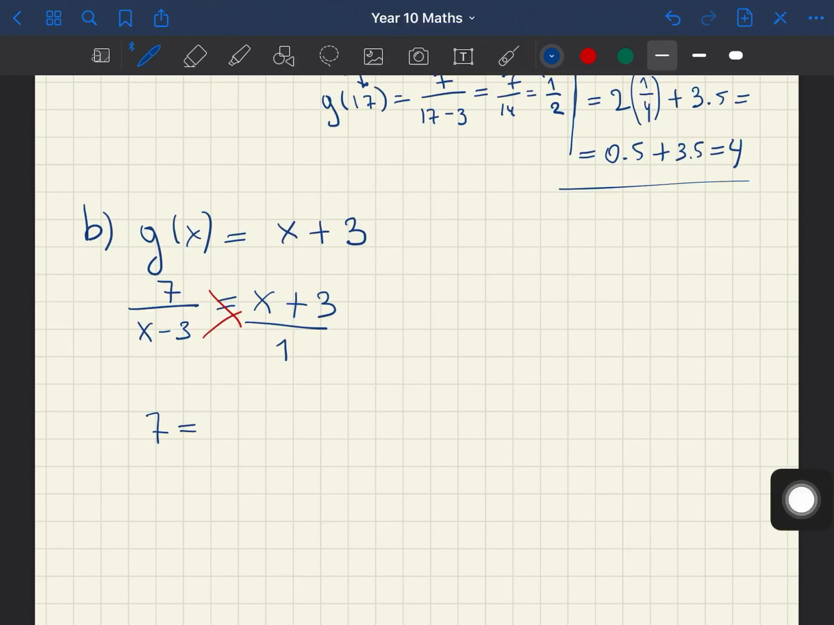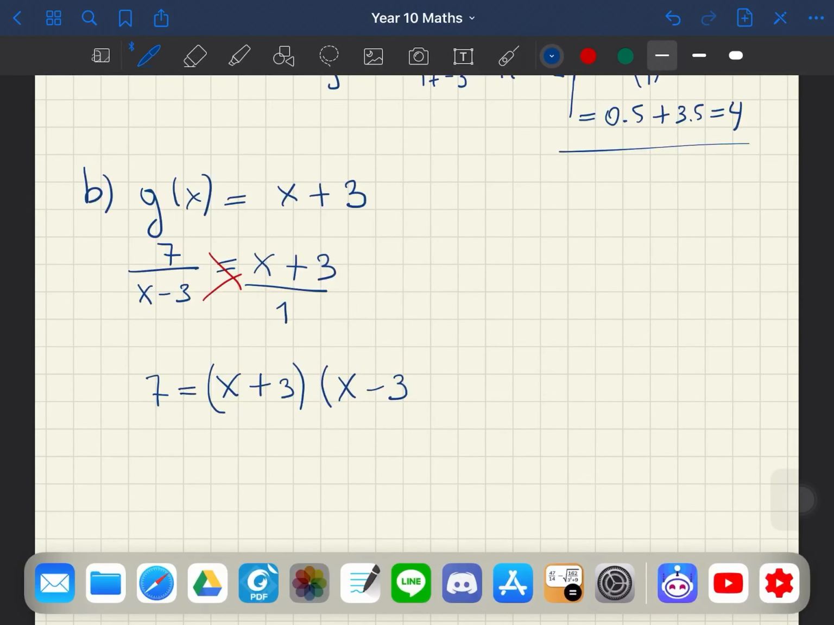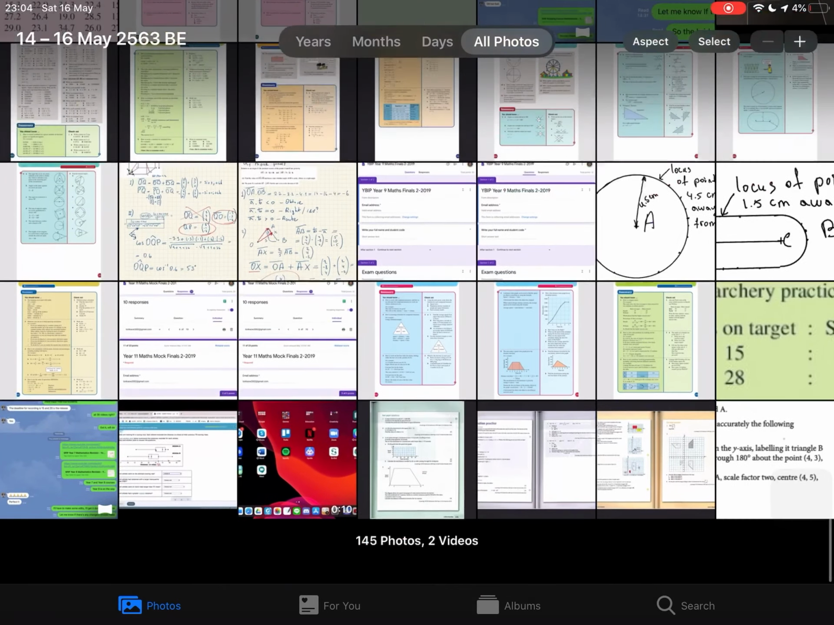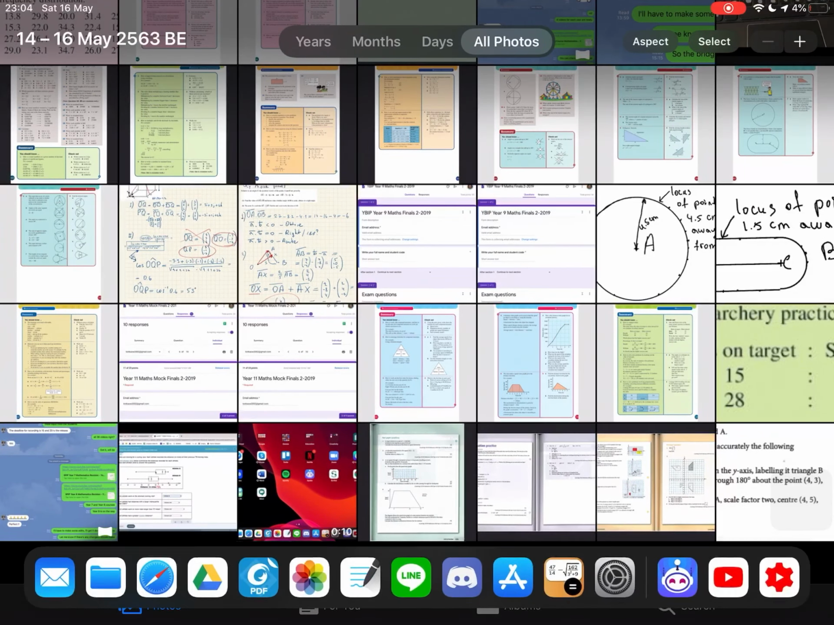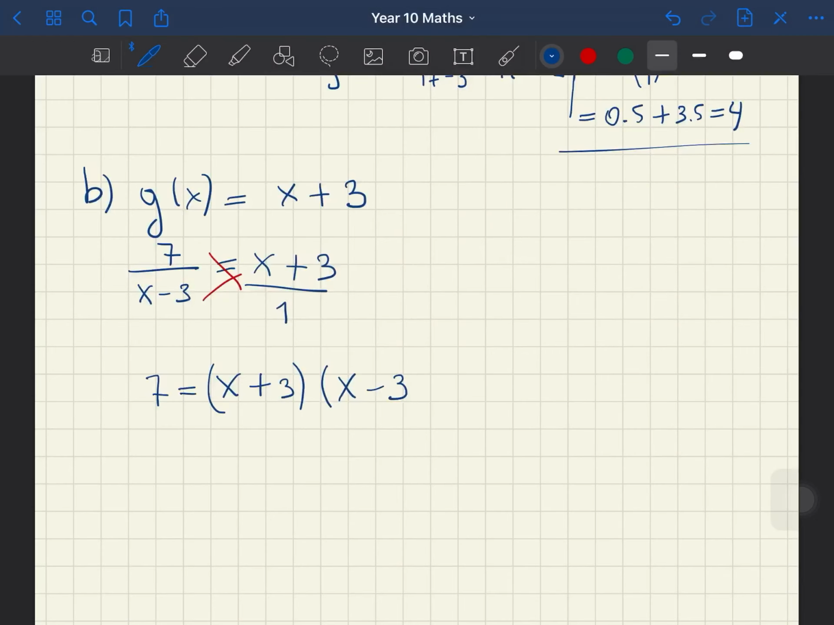Oh, okay. I had to change my position. Okay, so x minus 3, x plus 3 times x minus 3, like this, ladies and gentlemen. And, sorry, just had to check something, x minus 3. And so 7 equals x, so now we have to open the brackets.